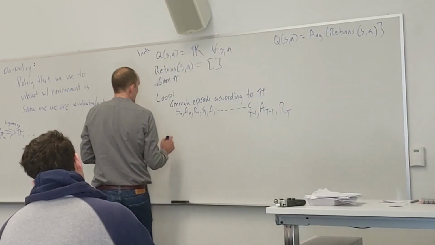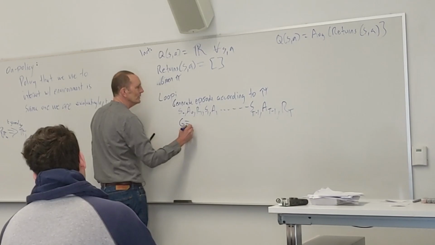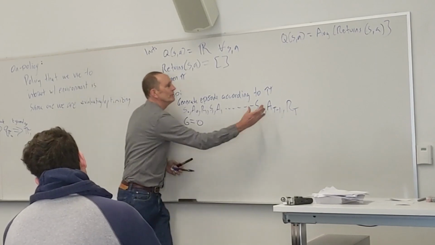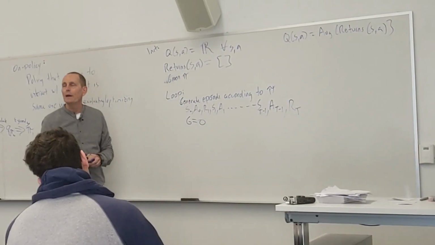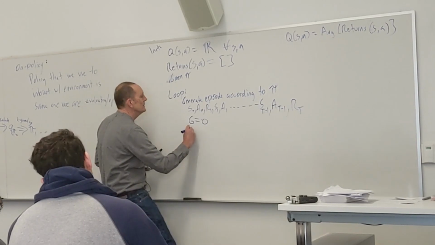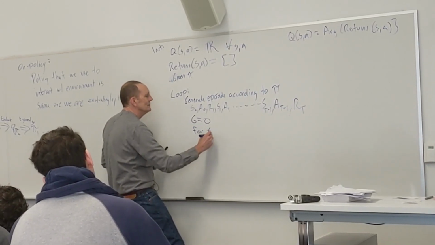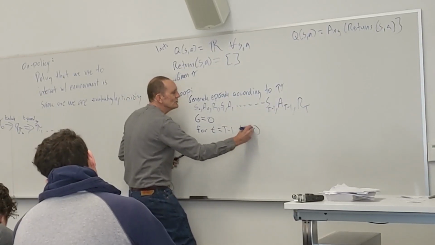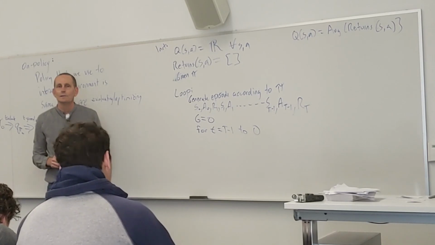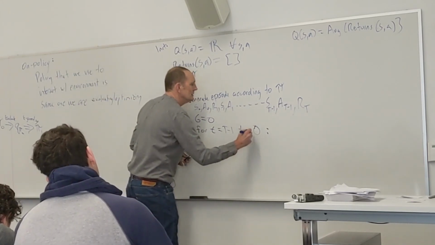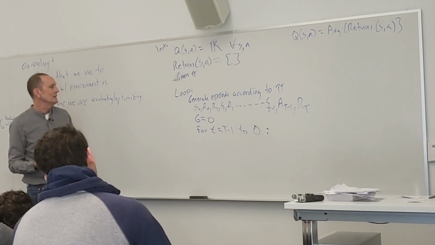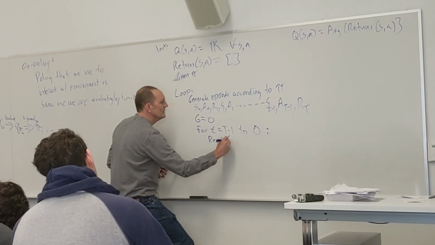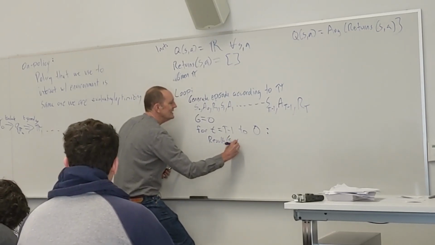So let's do something like G equals 0. And now let's go through another loop for every state action pair, right? For T equals T minus 1 to 0. Let's try that. So now we can talk about S sub T, A sub T. In fact, let's talk about that. So returns of S sub T, A sub T.